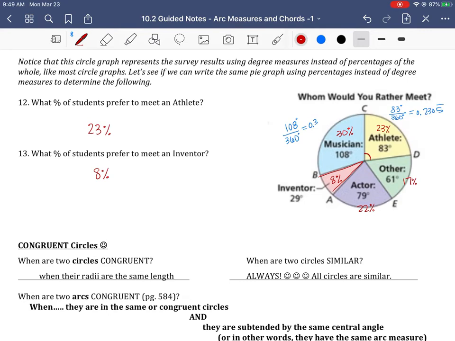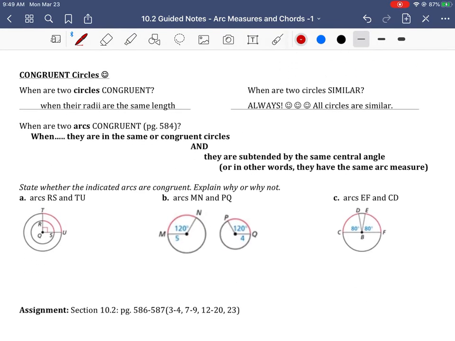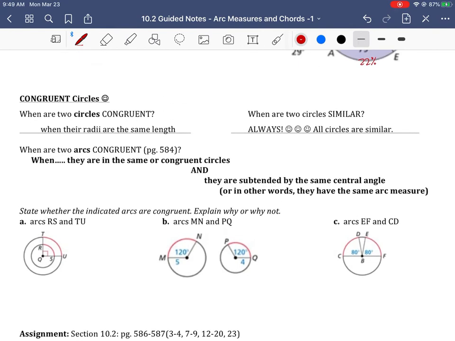So that's the central angle and the arc measure related to a pie graph, which is kind of cool to see in relation to that, and we'll talk more about that as we go. Lastly, let's talk about congruent circles. This is more just understanding the relationship between circles and their arcs.